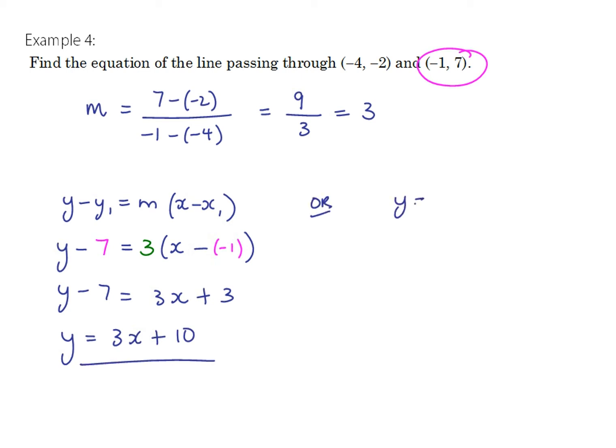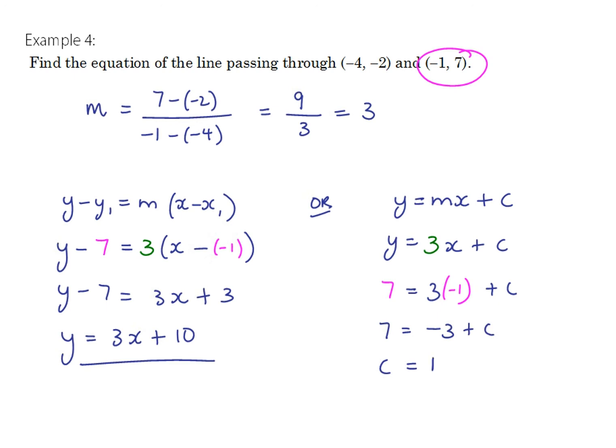Again, I could have used y equals mx plus c. Substitute my gradient. Then substitute the point, y equals 7 when x equals -1. Solve for c. Substitute m and c back into gradient point form. So again, an alternative method, perfectly valid.